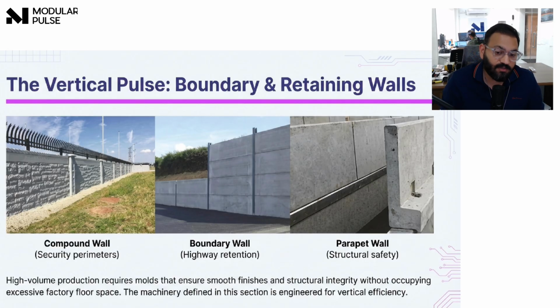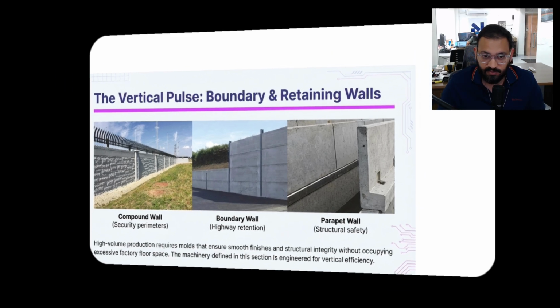Boundary walls are usually produced as panels, posts, columns, or integrated panel post systems. Retaining walls are heavier and designed to resist soil pressure, so the molds are stronger and reinforcement is more detailed. Because these walls are repetitive in nature, precast production makes them faster, stronger, and more economical. This is why precast boundary walls and retaining walls are widely used in industrial parks, highways, infrastructure projects, and large campuses.